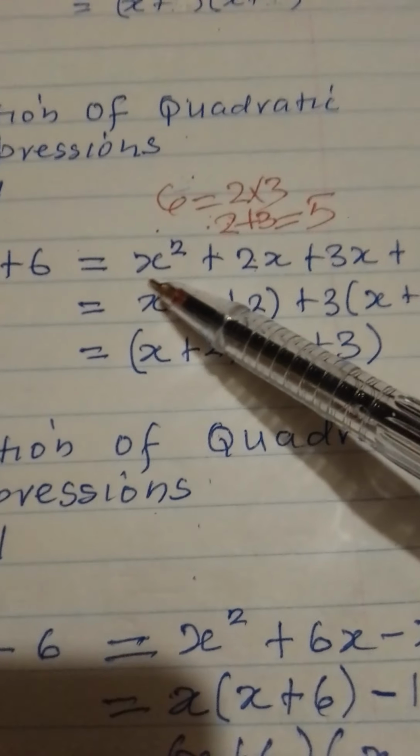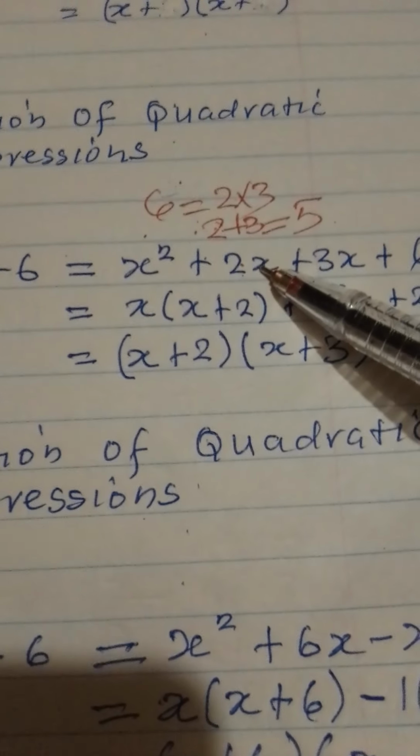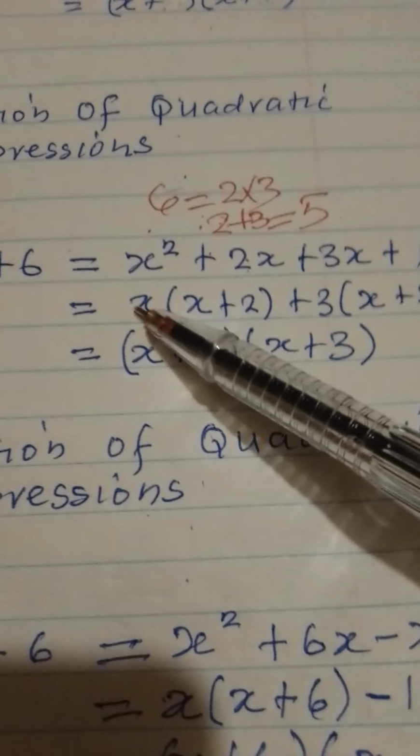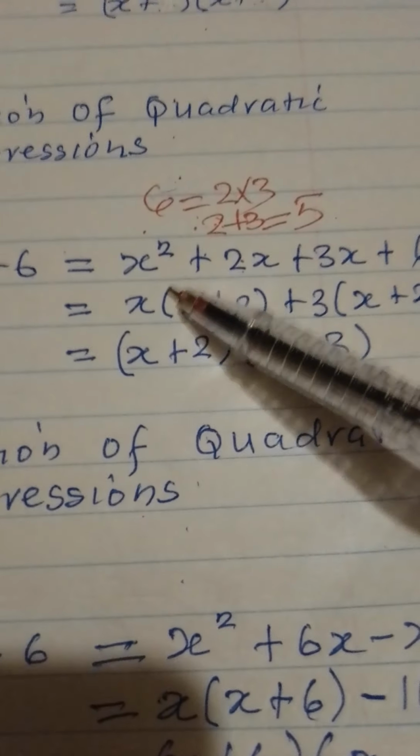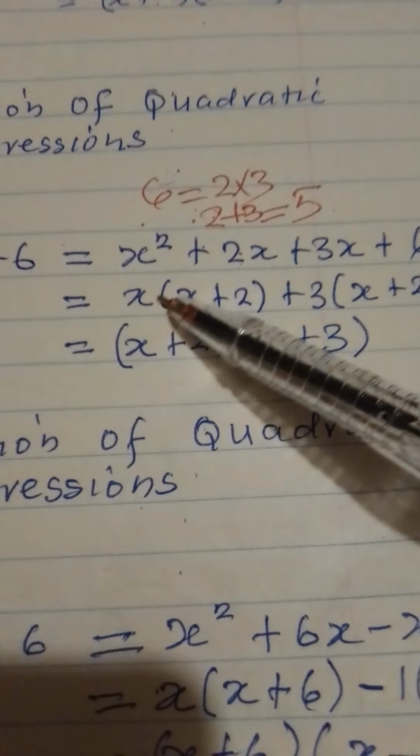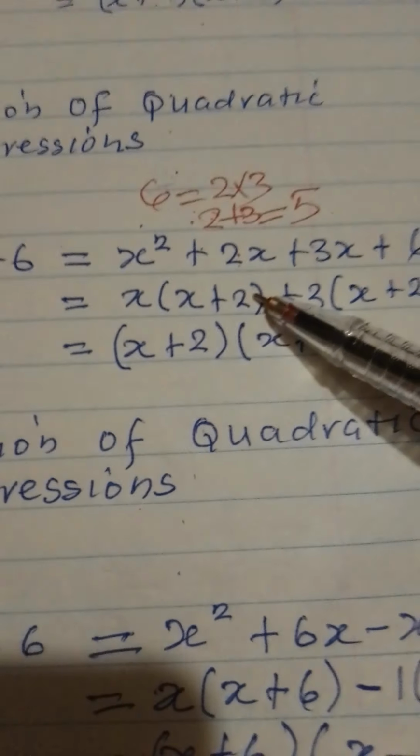When you factorize, there is a common factor. X is here, x is here. One x can be taken out, and that is this common factor outside here. Then the remaining x here and these 2, we group into a bracket here. We have x into x plus 2.